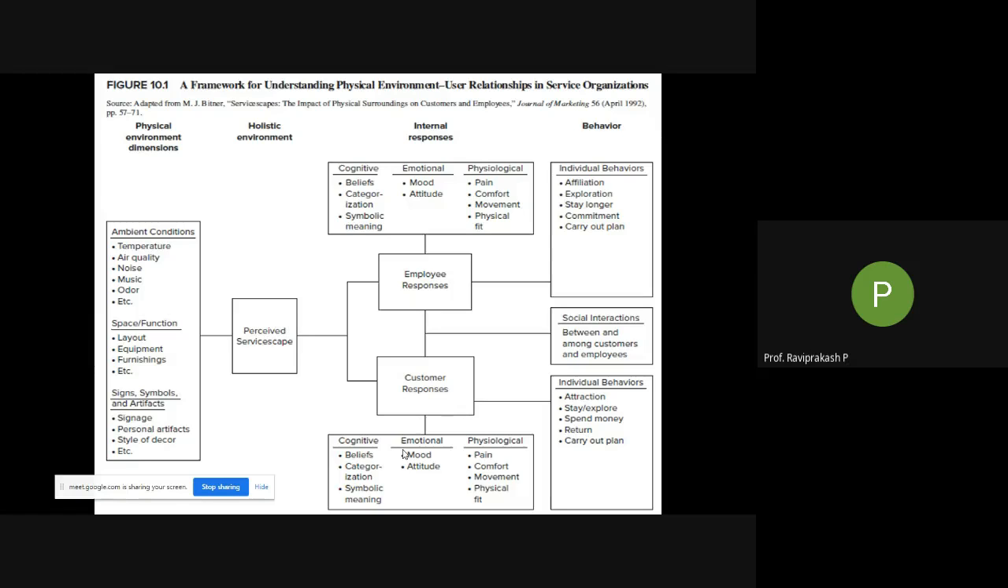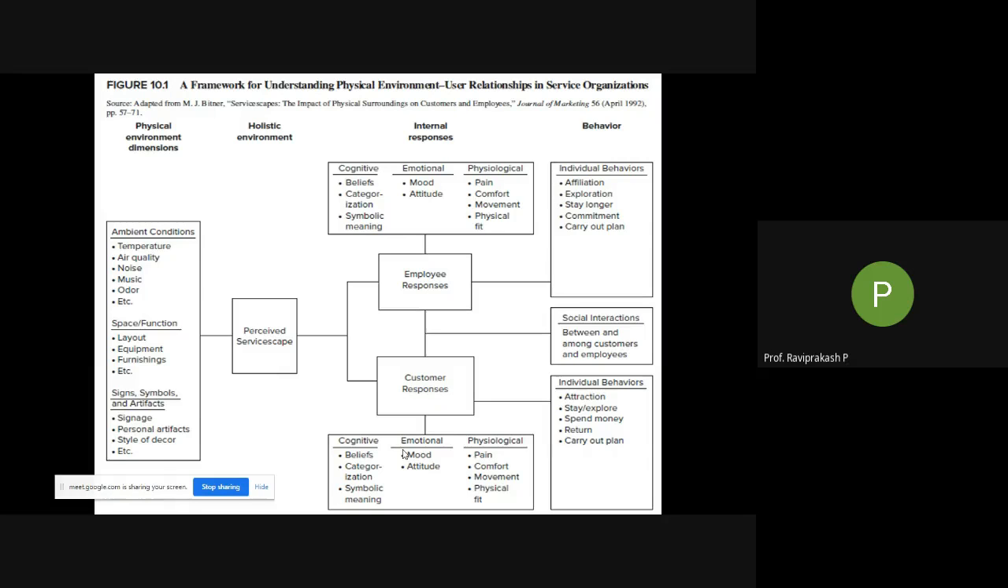Next is style of decor, the way the decoration is done. You are using flowers, you are using artificial plants, you are having a fountain effect, you are having a photographer effect. So all these things, these effects, the way the decor is, will also have a lot of behavioral changes in the customer. So these kind of settings are done to have a particular kind of feeling on the customer. So I hope the framework is very clear.